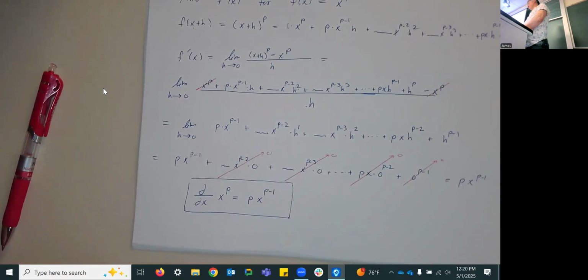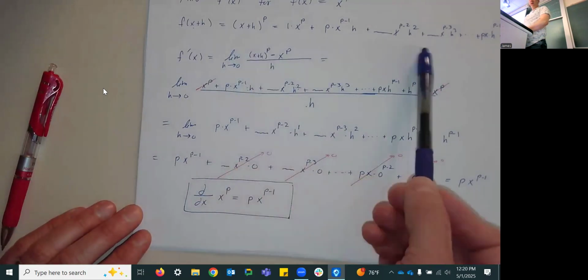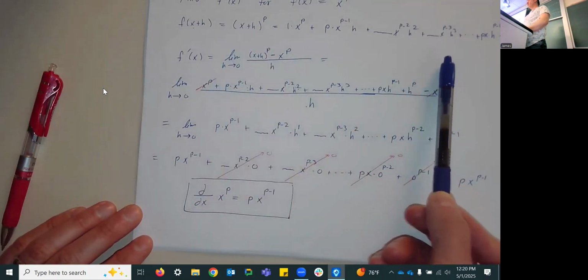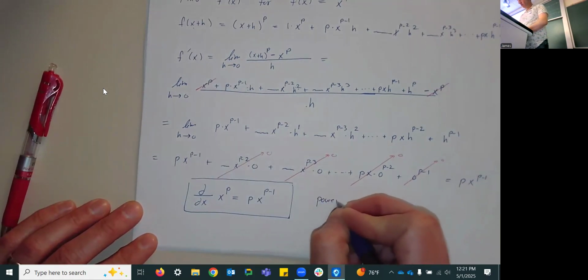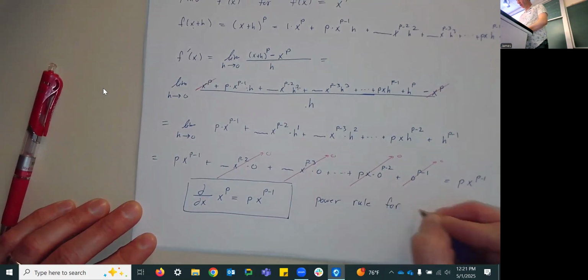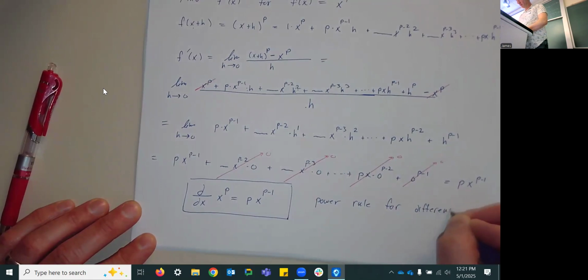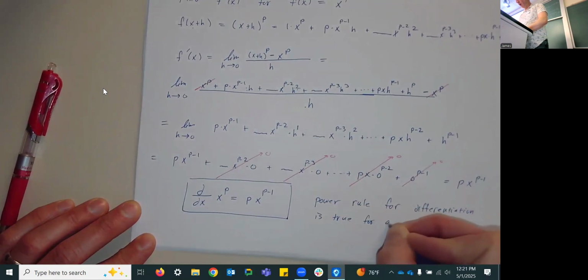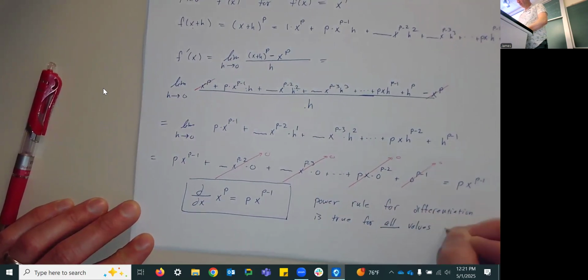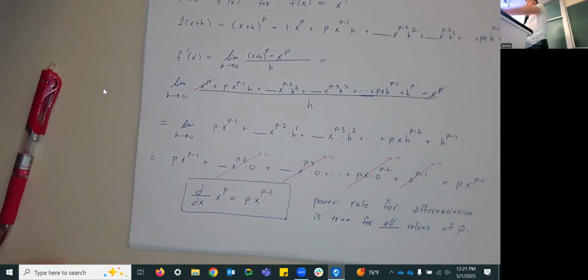A couple notes. Note 1, technically, we've only proved this to be true for p being a positive integer, like 1, 2, 3, 4, 5, 6, 7, etc. Because this formula is only really true if p is a positive integer. That said, this power rule for derivatives or for differentiation is true for all values of p. So the power rule is true no matter what the power is.